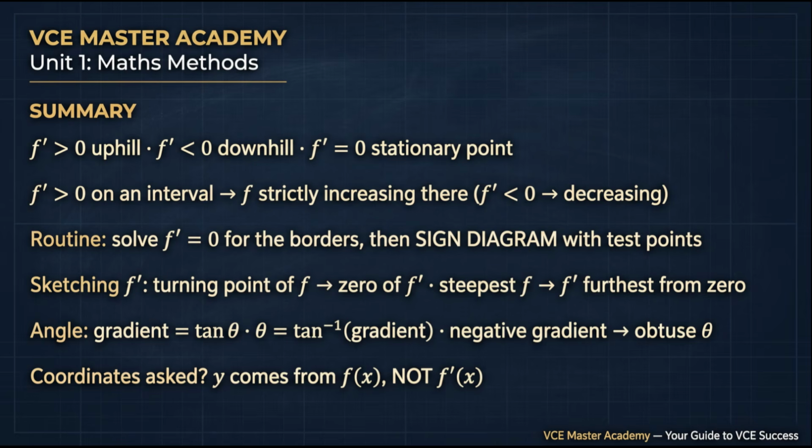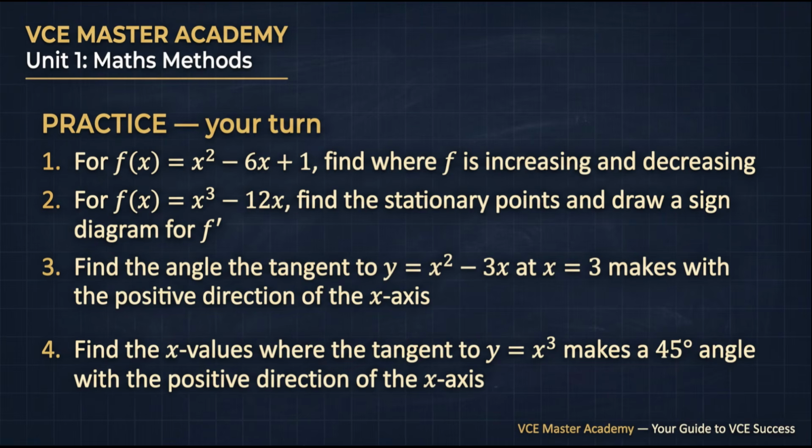If any line up there feels wobbly, scrub back to its board. That's exactly what the video is for. Your turn. 4 questions, 1 per skill from today. Question 1. A parabola. Differentiate, solve the sign, tell the story.